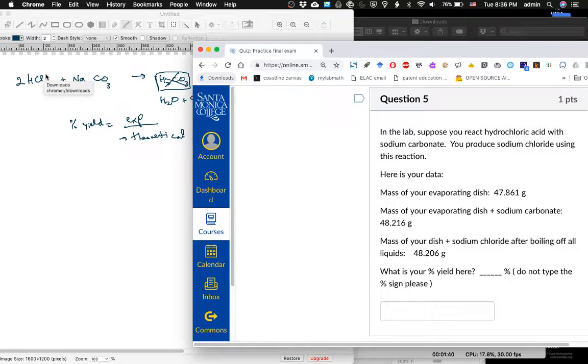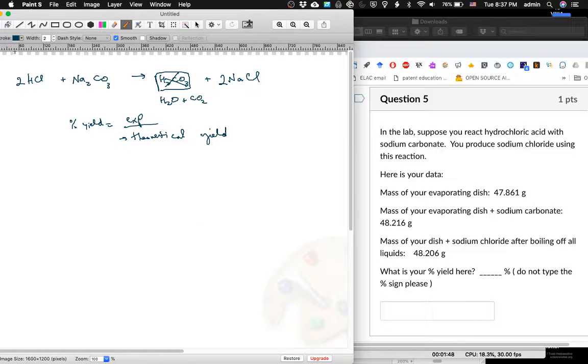So in this lab, you probably remember we used a lot of hydrochloric acid. In fact, you kept on dropping hydrochloric acid into your dish until it stopped fizzing, meaning this was not the limiting reactant, it was this. So let's find the amount of sodium carbonate by subtracting this information from, no, this information minus this information.